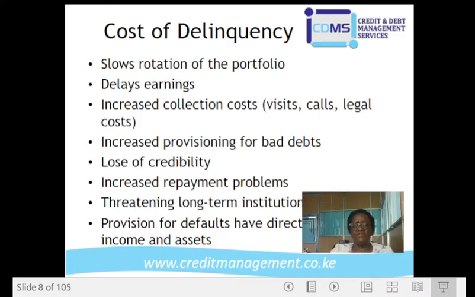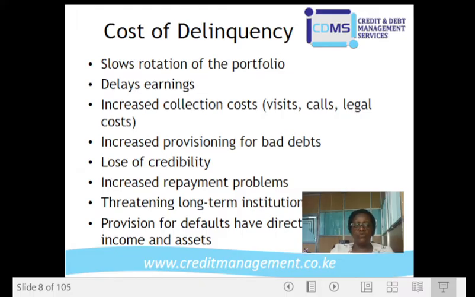Then the other one, it threatens long-term institutional viability. So there are institutions that have had to close down because the customers who were given credit facilities never paid on time. They did not return the funds as anticipated. So our position as an institution is threatened in a way that it is not able to meet its obligations when they fall due.